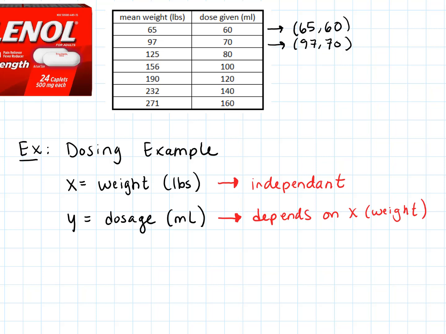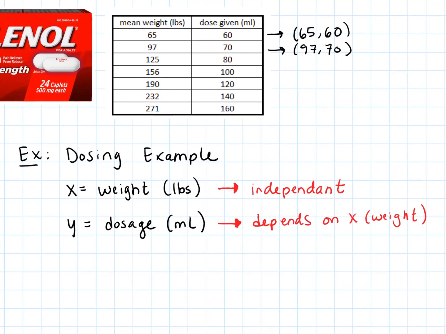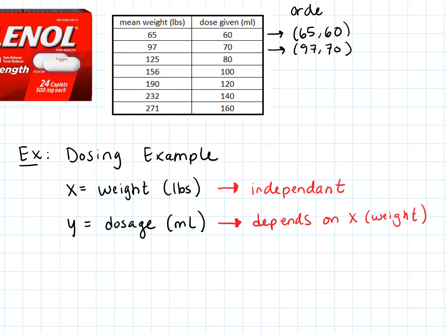If you weigh 65 pounds, you get 70 milliliters of the medicine. If you weigh 97 pounds, you should get 70 milliliters of the medicine. So each of these, we won't tend to write out as ordered pairs, but when we look at this table of data, we do think of these as ordered pairs because we are going to graph them.